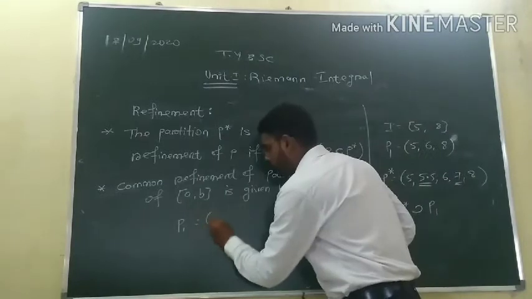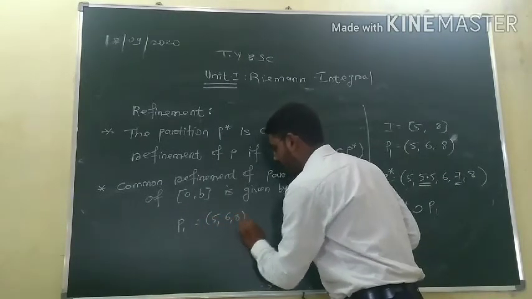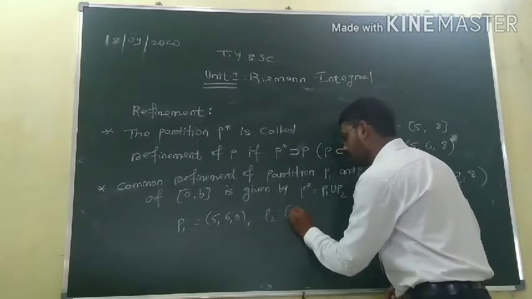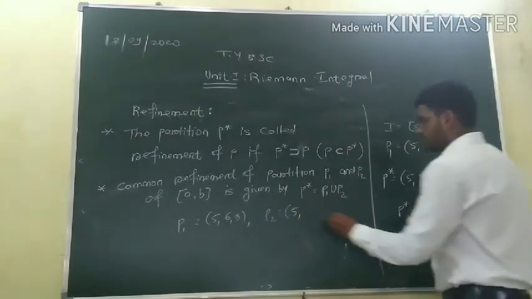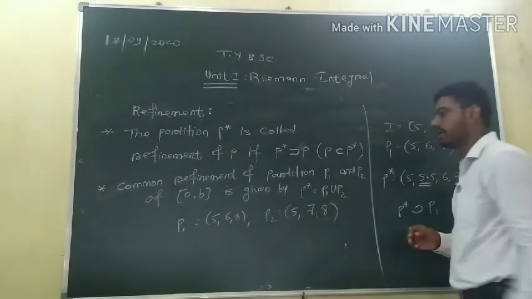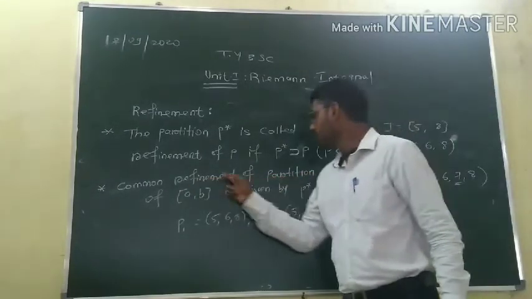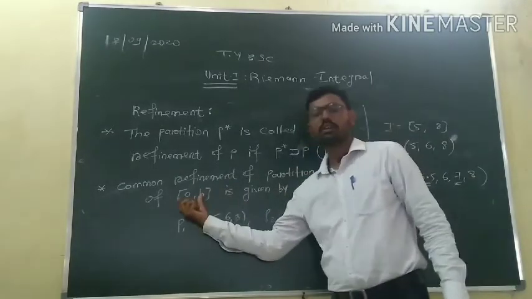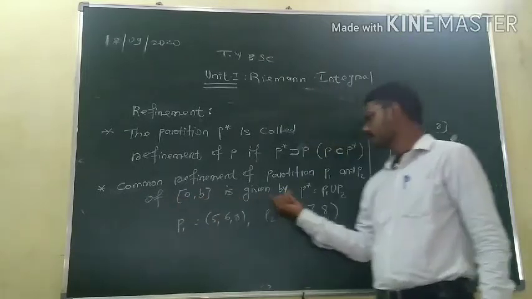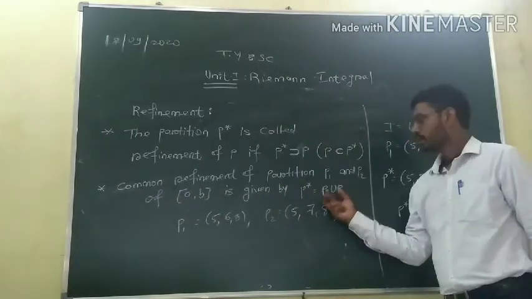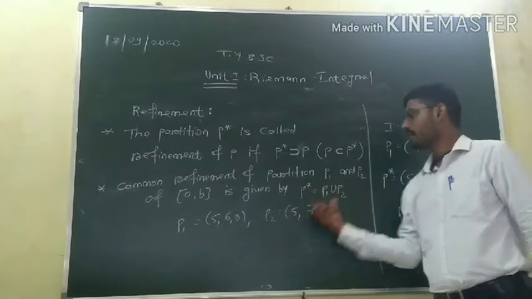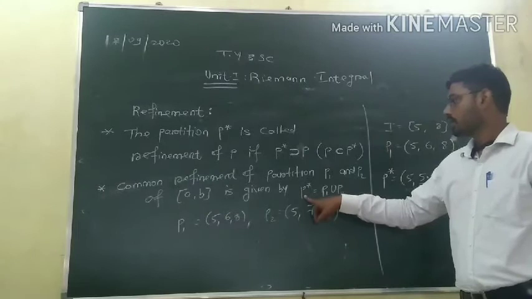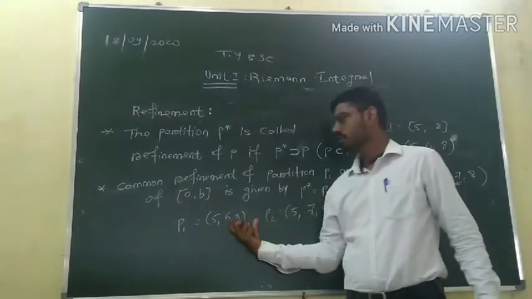And we take another partition P2, which is 5, 7, 8. Then the common refinement of partitions P1 and P2 of the same closed bounded interval A to B is given by their union. That is, P star is equal to the union of these two partitions. So what will be the common refinement of these two partitions?